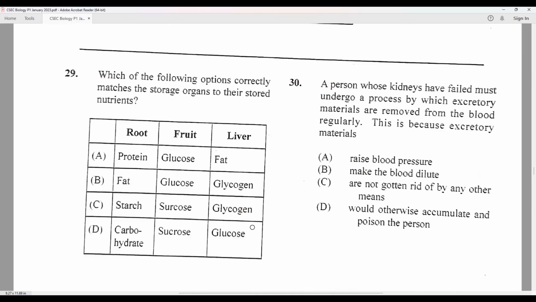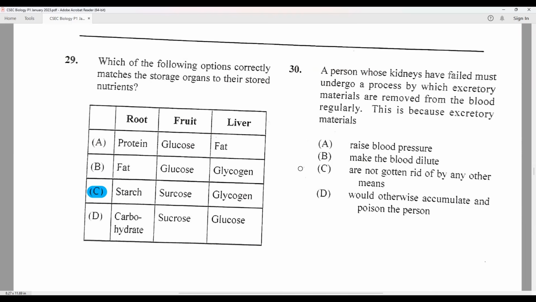29. Which of the following options correctly matches the storage organs to their stored nutrients? We have root, fruit, liver. We know liver stores glycogen. We have two right here. We have the root. The root is storing starch. Look, that puts the answer right at C. And fruits, sucrose.